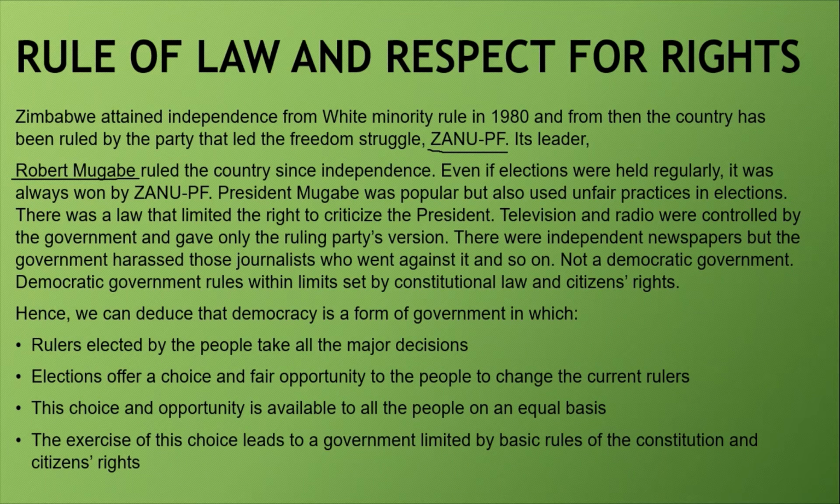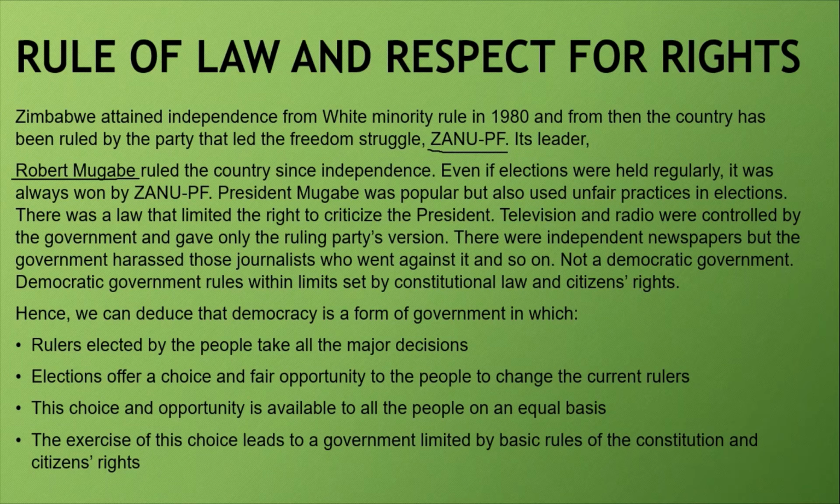Robert Mugabe was popular but also used unfair practices in elections. There was a law that limited the right to criticize the president. Television and radio were controlled by the government and gave only the ruling party's version. There were independent newspapers, but the government harassed those journalists who went against it, and so on. Not a democratic government.